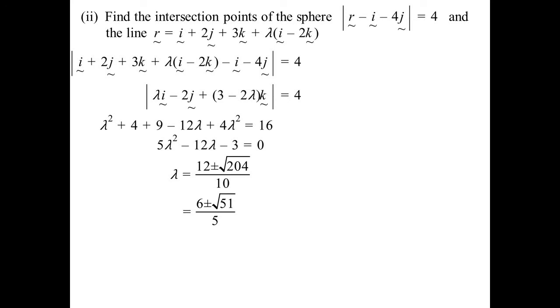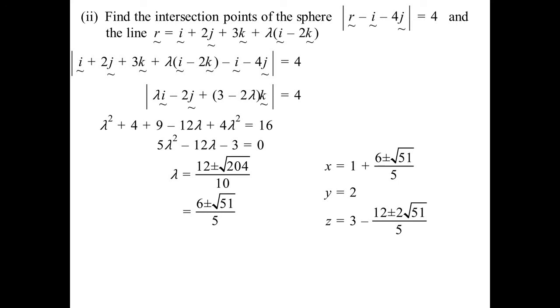We want to find the intersecting points. Well, I'm going to use the line. It's going to be easier to work out. It's not in column notation, but we can still read it. The x's will be 1 plus lambda. And so 1 plus (6 plus or minus root 51) on 5 would be 2 possibilities. The y value, when we look at the equation of the line, look at that. There's only 2j, there is no other j, so y must always be 2.